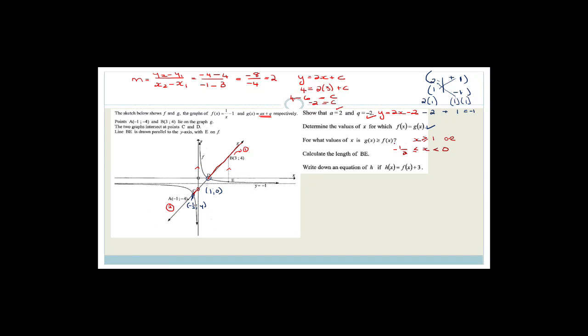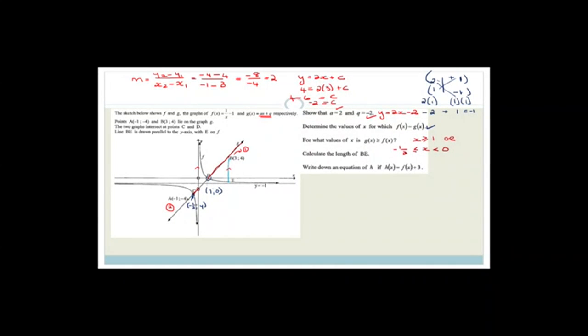So therefore we have to say that it's true for x is smaller than zero and greater than or equal to minus a half, and when x is bigger than one. It's quite a tricky question. I like that question. Now it says calculate the length of BE. They want the length of BE. Let's change color. So we want the length of BE.